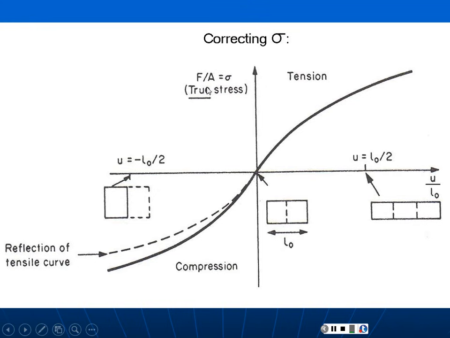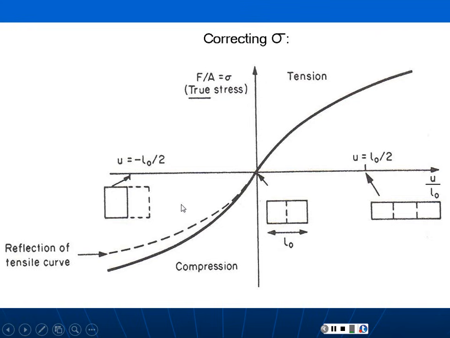So force over instantaneous area is sigma, and I'll try to use sigma for true stress, S for engineering, to avoid confusing you. So here's our tension curve. Here's the compression curve that we get. If they were perfectly symmetric, then this dashed line is what we would get for the compression curve. So we still haven't solved the problem completely. It's better, obviously, they have the same general shape, but there's still a little bit of an error.